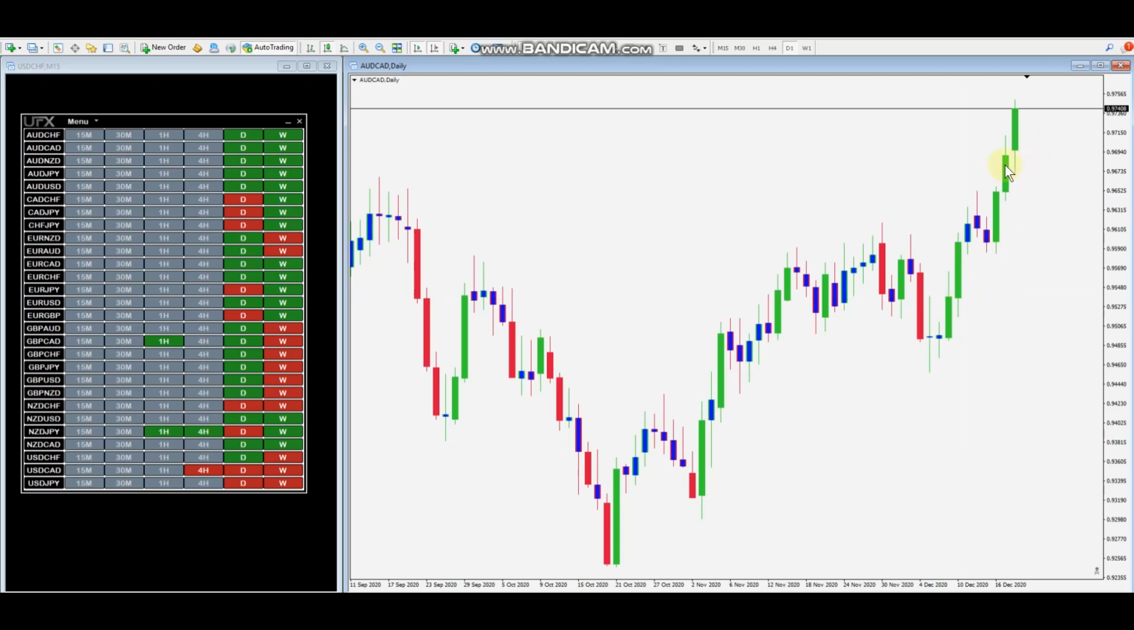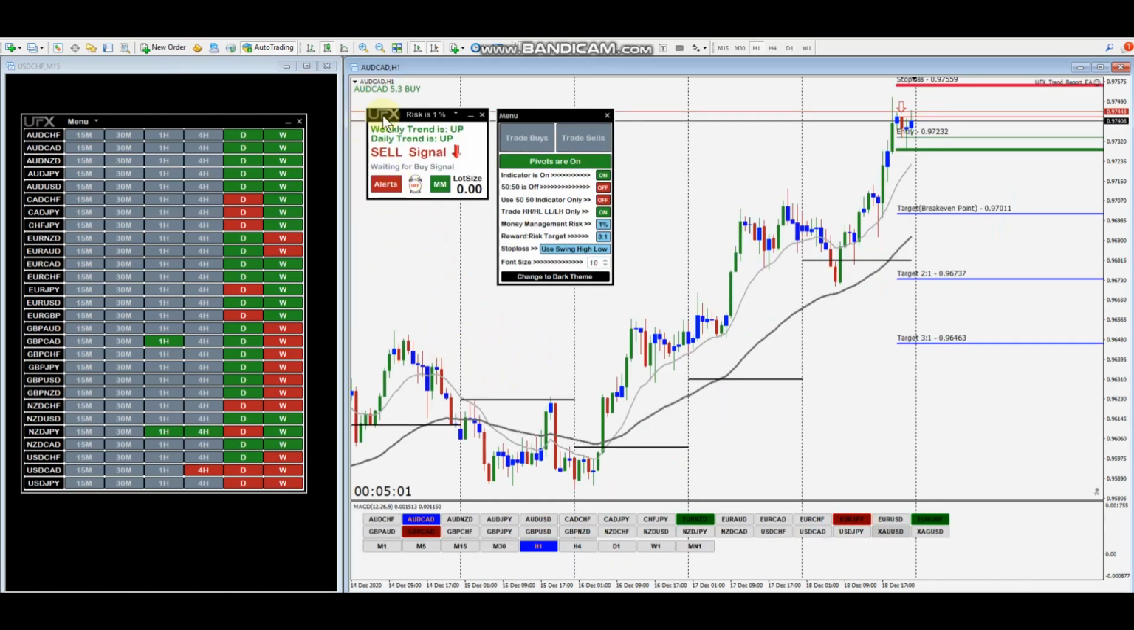Okay, so that is how the trend is determined on both the UFX trend EA, which you see right here, and also the UFX trend scanner. I hope that helps and clarifies a little bit for you guys. And then when you have these both confluence, you can start looking for good entries on lower time frames.